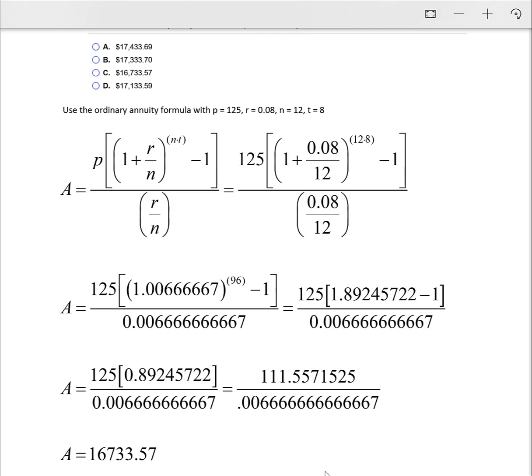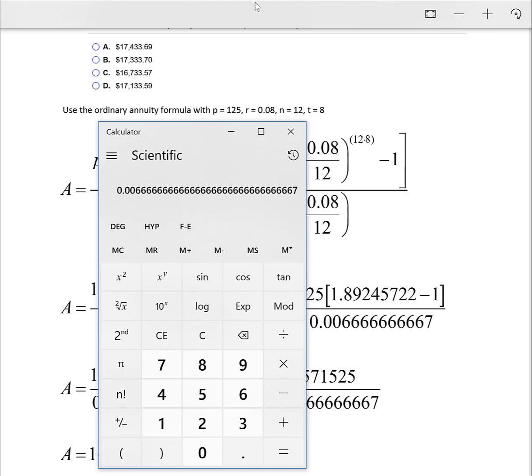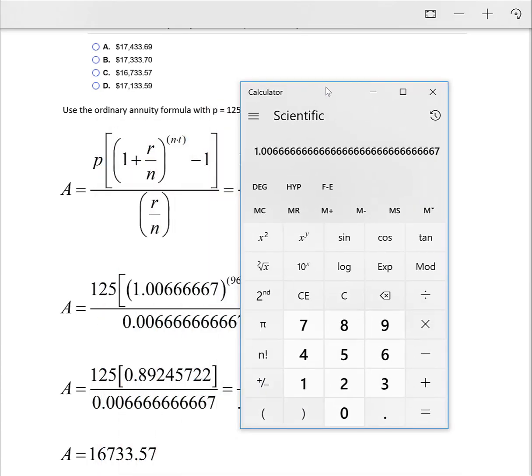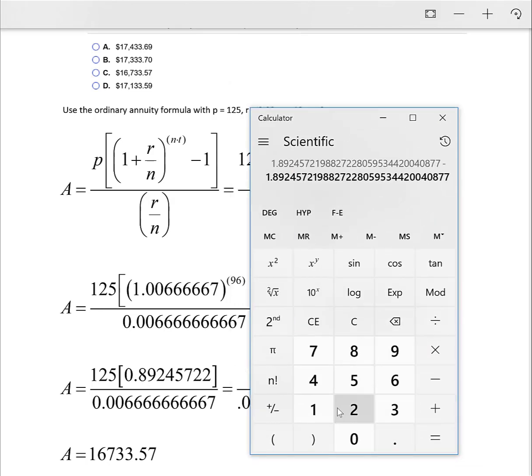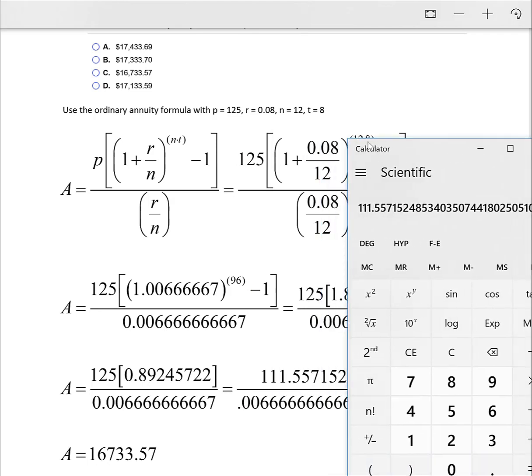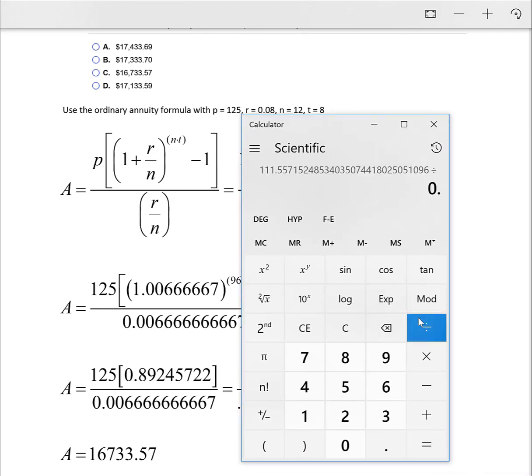And then we'll go ahead and work on the numerator. So we've got 0.08 divided by 12 again. That's what I just did. I'm going to add 1 to it, so plus 1. And then I've got to raise that to the 12 times 8, which is the 96th power. And then we subtract 1. And then we multiply by the payments, 125. And then I divide by that 0.006666667. And I come up with $16,733.57 that would be accumulated.